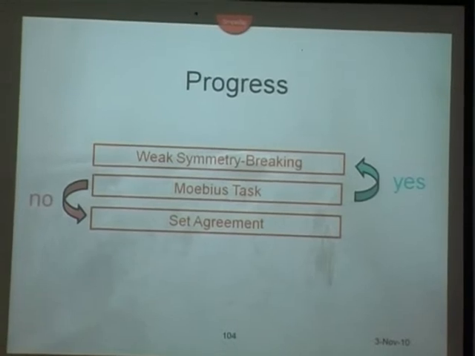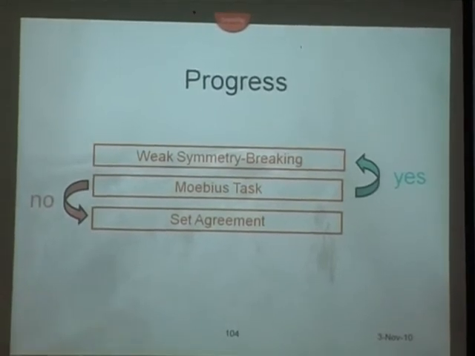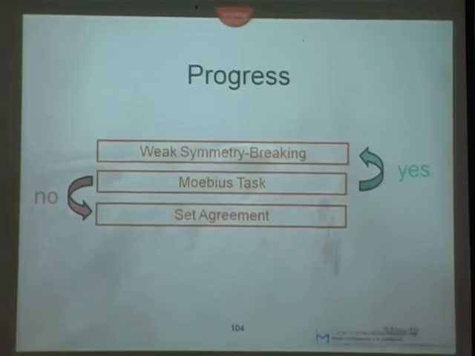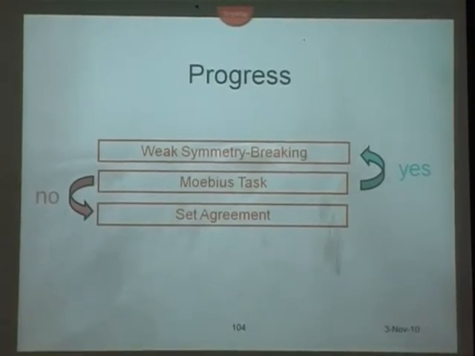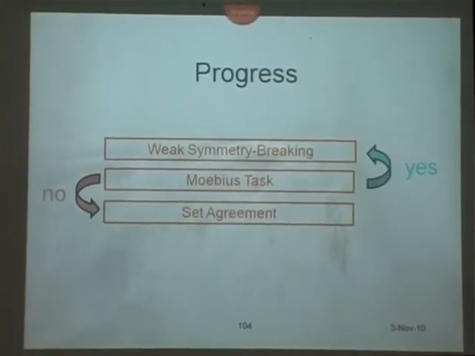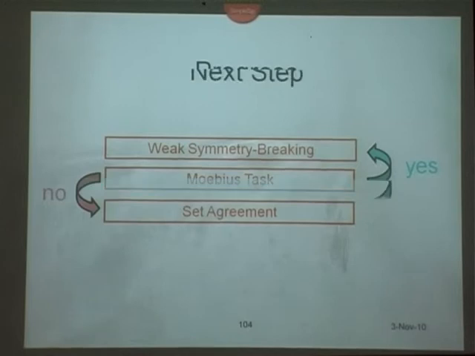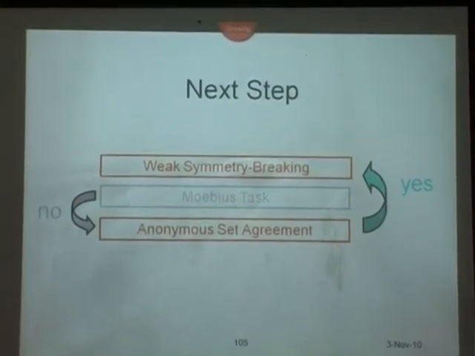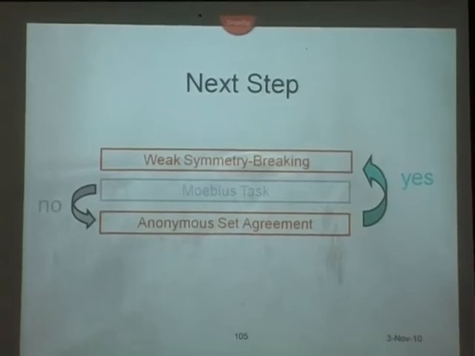So what I showed last time was that if we can solve this Mobius task, then we can solve weak symmetry breaking. And what we showed is that if you can do the Mobius task, you can't do set agreement, because this is a manifold and the Sperner's lemma argument holds. So now what I want to do is to show that if you can solve the anonymous version of set agreement, then you can solve weak symmetry breaking.